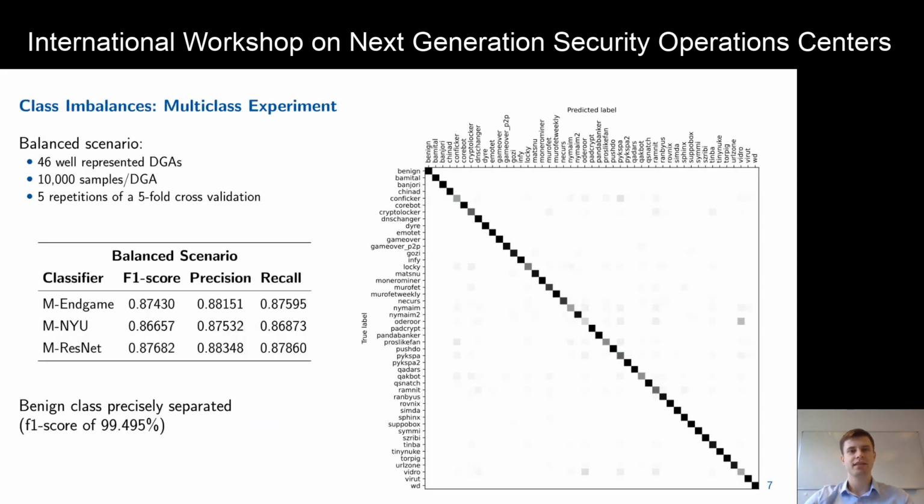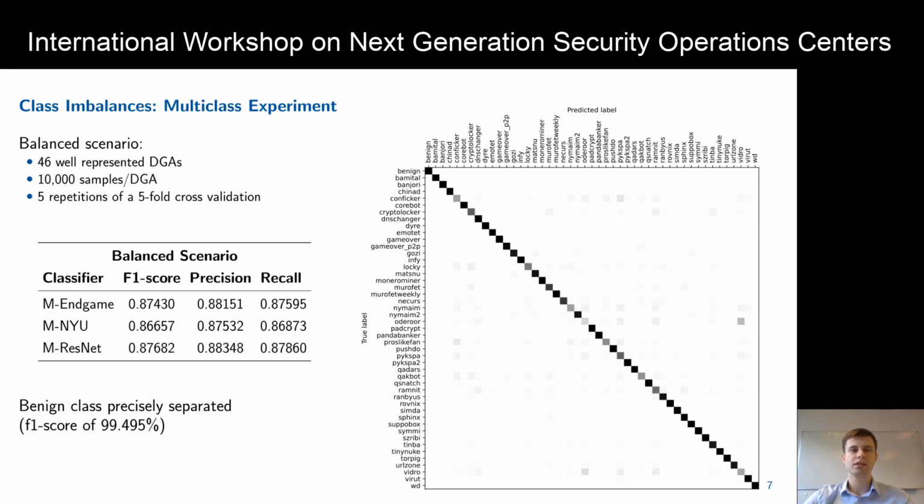Now we come to the MultiClass experiment. Here we investigate the effect of class imbalance in 2 separate scenarios. In the balance scenario, we created a dataset which contains 10,000 random samples for the DGAs of the well-represented group. Additionally, we include 10,000 random benign samples. We then performed 5 repetitions of a 5-fold cross-validation, where we split the samples of each included class into 80% training and 20% testing samples in every fold.